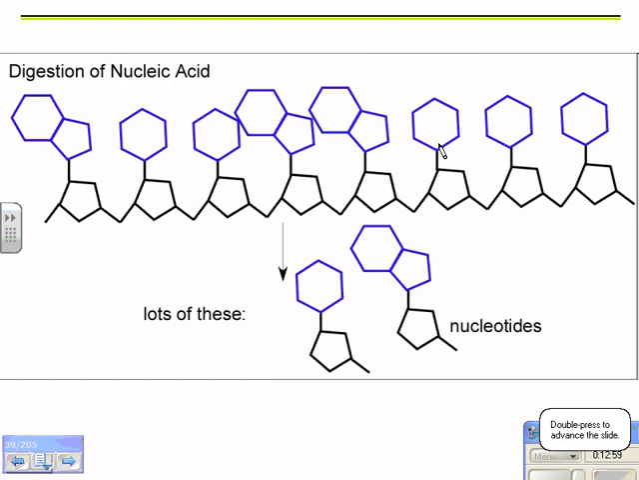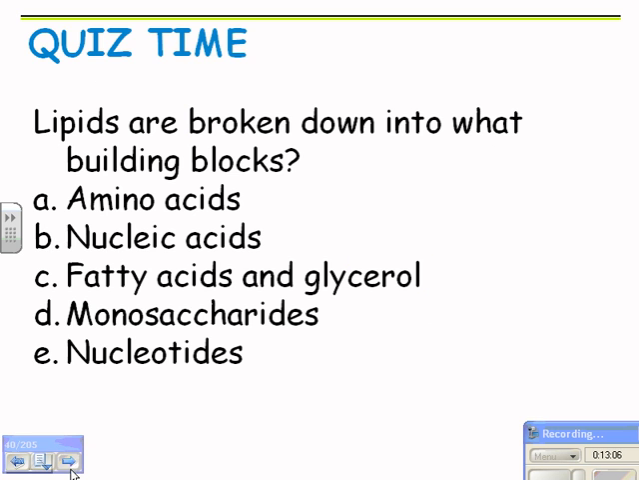Okay, so anyway, you're bringing polymers down to monomers for every one of these examples. And that's what your body does with food.